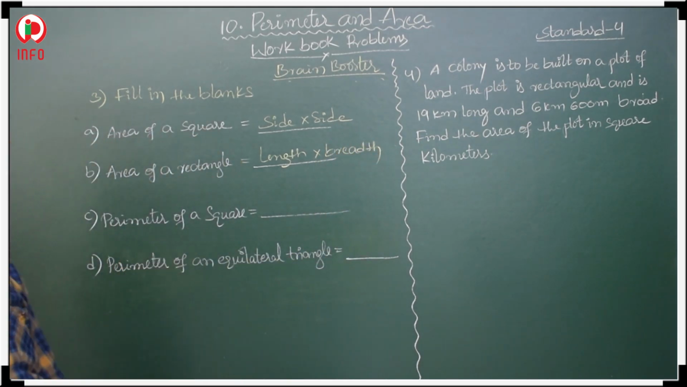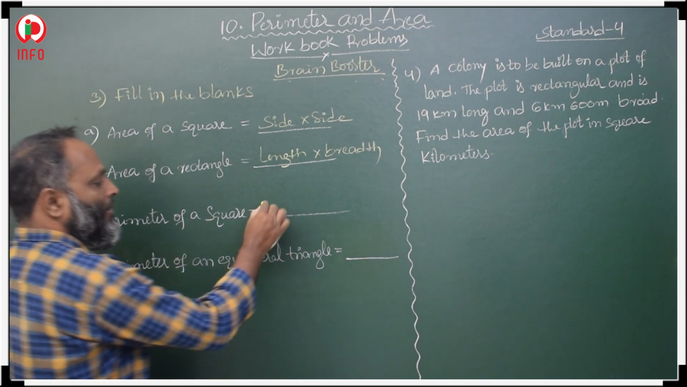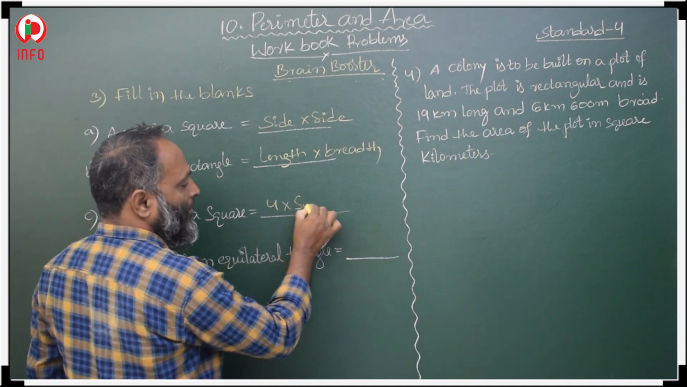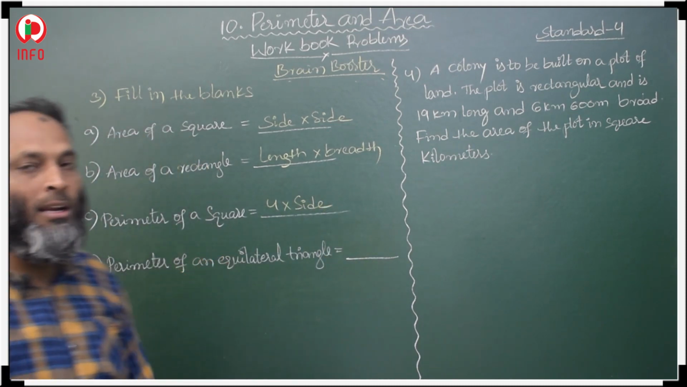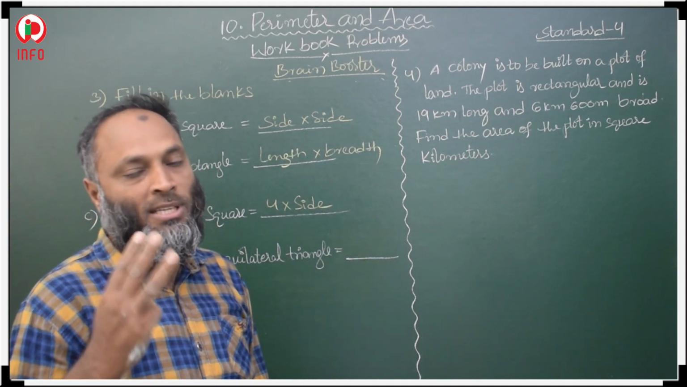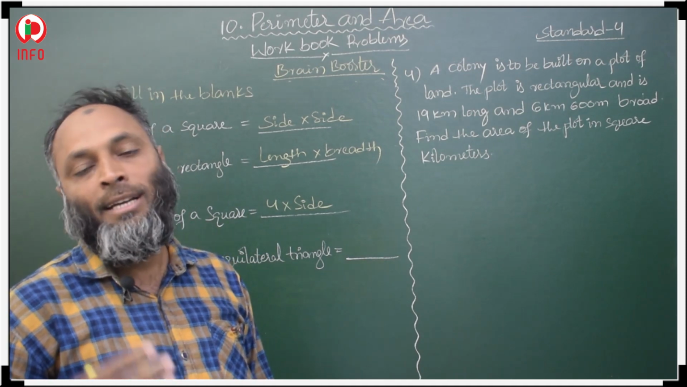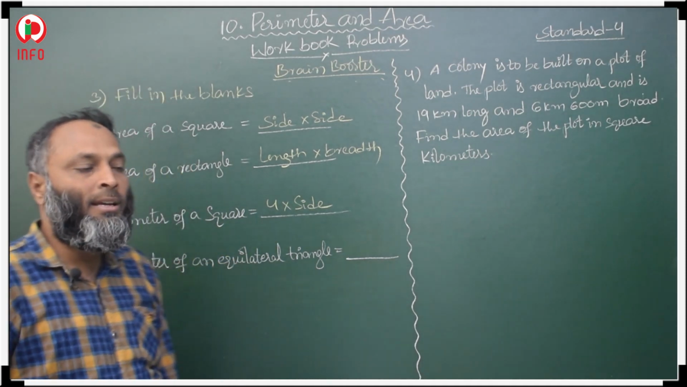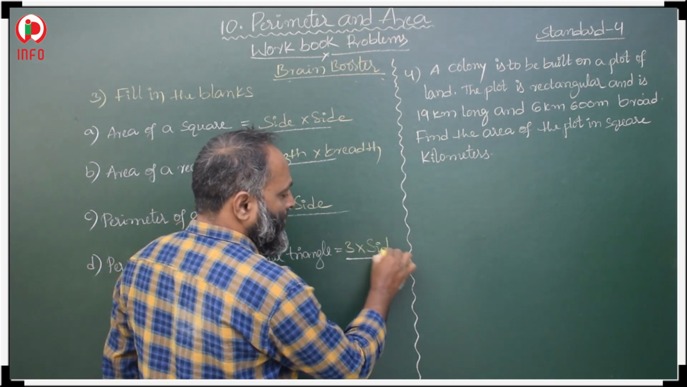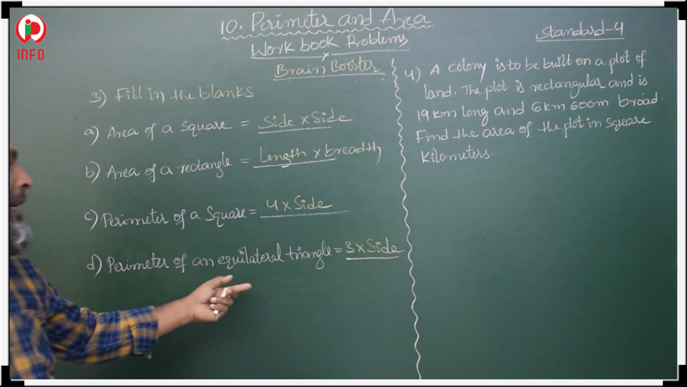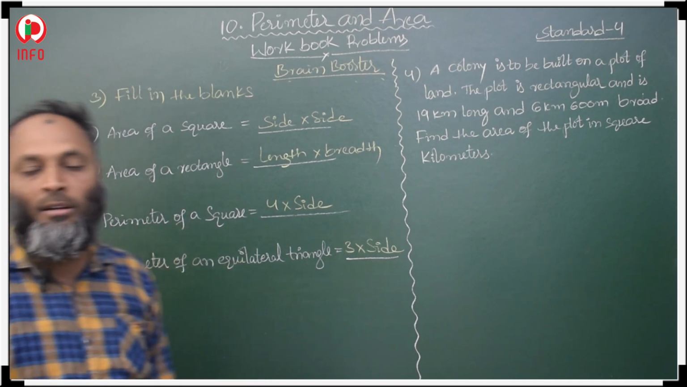Next, the perimeter of a square is 4 into side. Now, the perimeter of an equilateral triangle. In an equilateral triangle we have three equal sides, so side plus side plus side, three times we should add, that is 3 into side. So this is the perimeter of an equilateral triangle and this is the perimeter of a square. Okay.